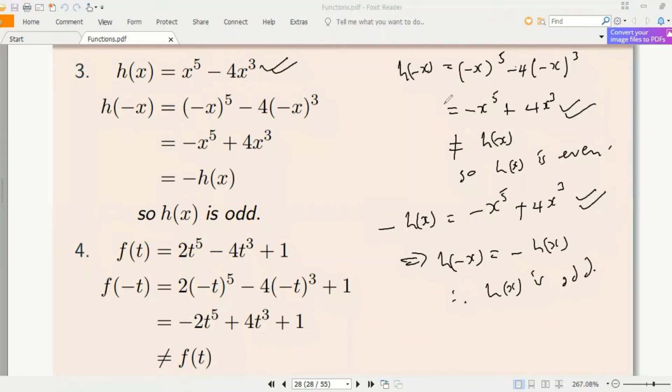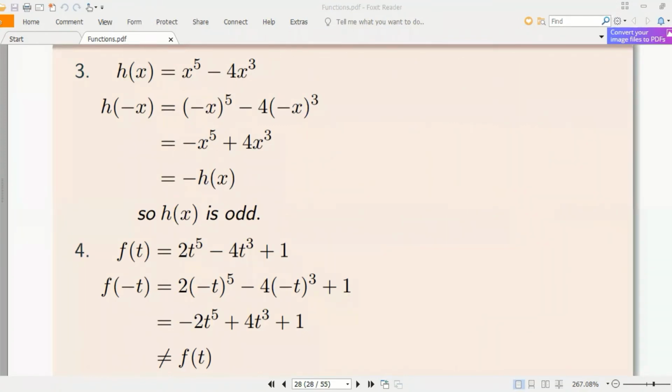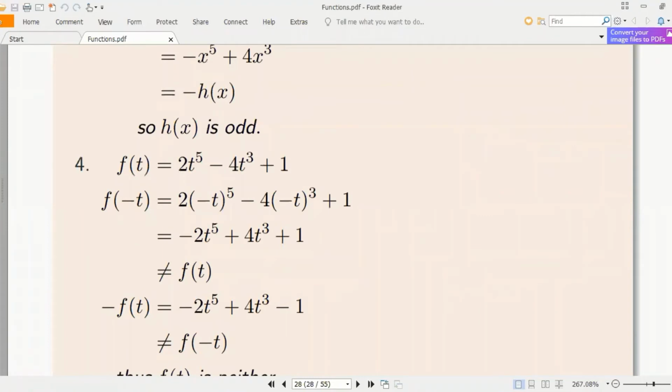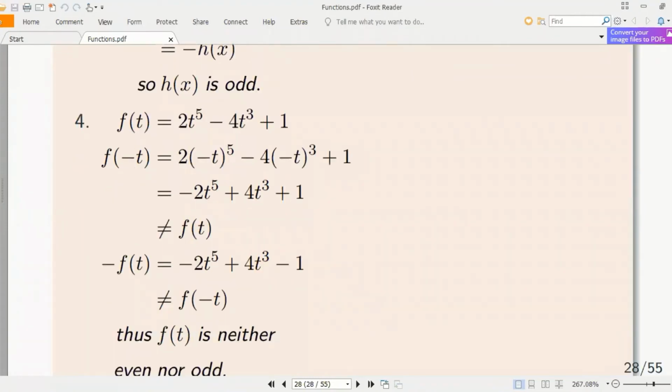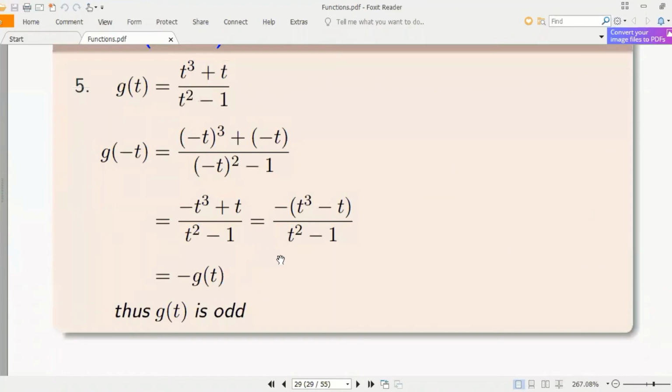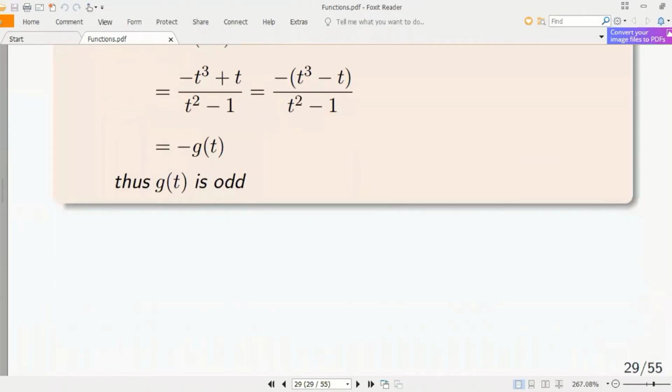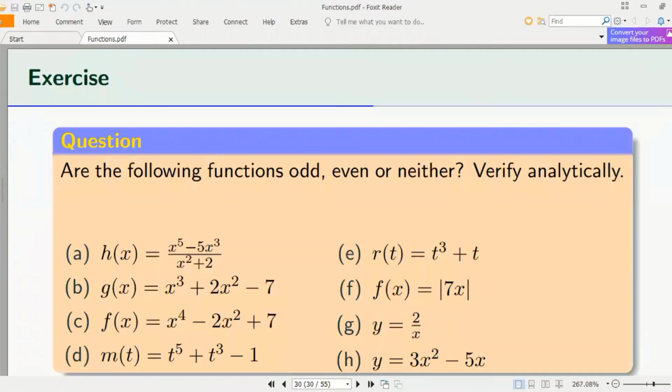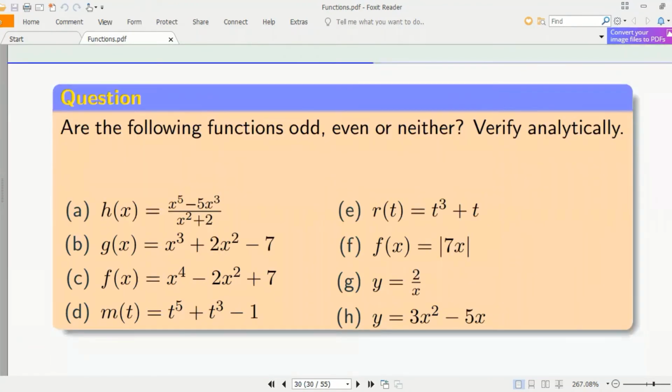Now using this example, you can do the rest and compare your result with mine. This is my working for number 4, and this is my working for number 5. So you do yours and compare with mine. Then after that, you have this exercise to do. Are the following functions odd, even, or neither? Verify analytically. So you try this one.